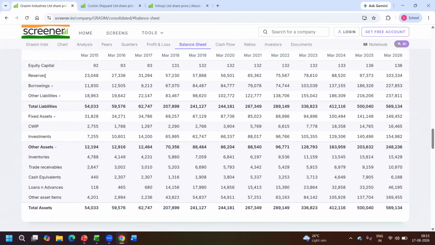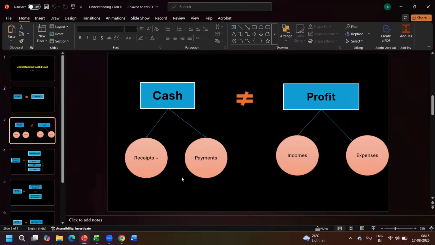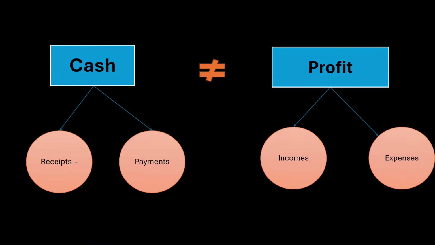That's the case with all the companies because of this conceptual calculation. Cash is calculated by deducting payments from receipts. Profit is calculated by deducting expenses from incomes. But it's important to understand the calculation of cash in hand, which is governed by Ind AS 7.